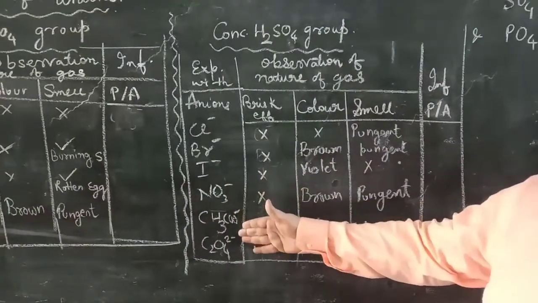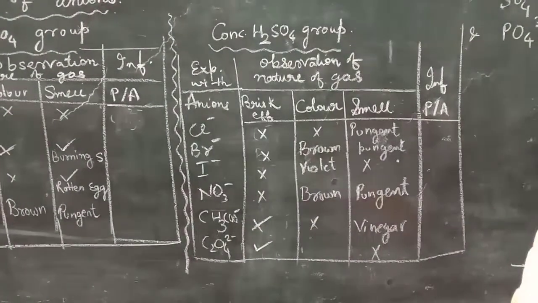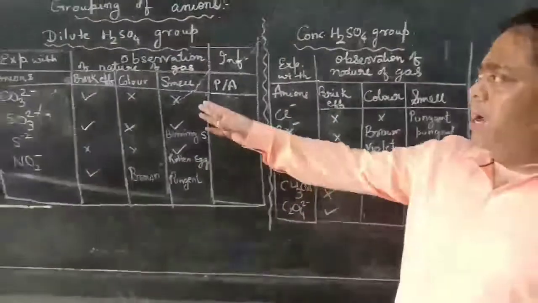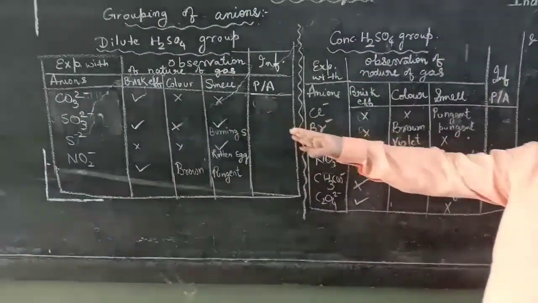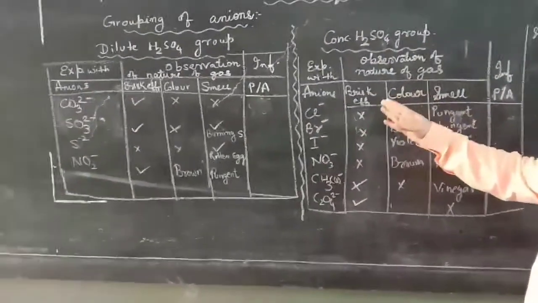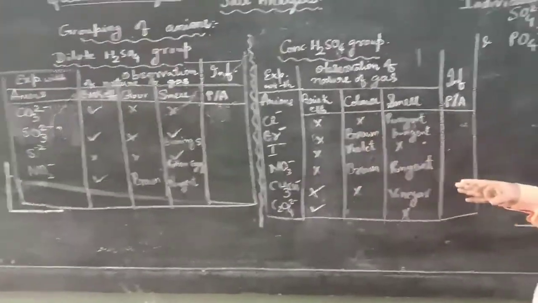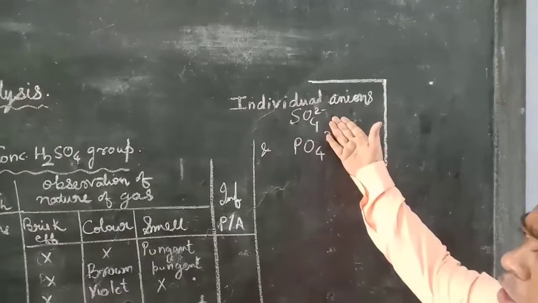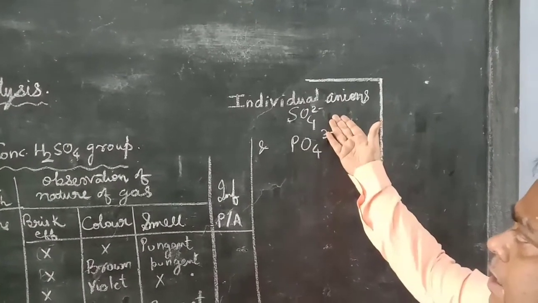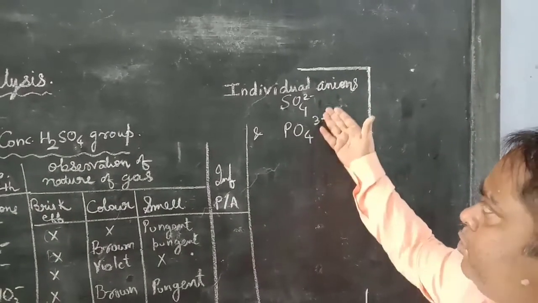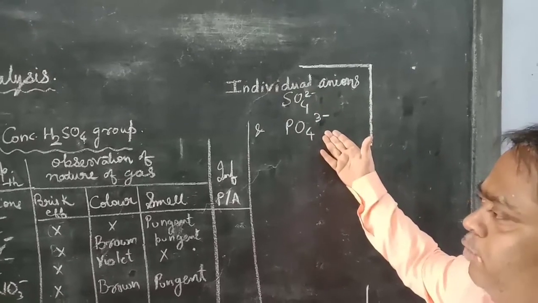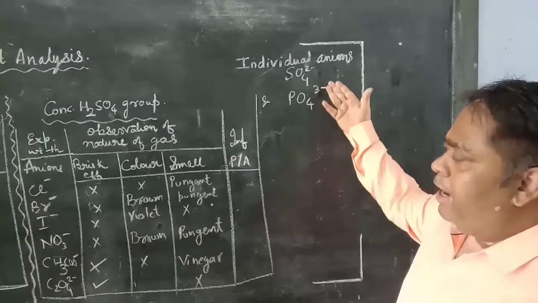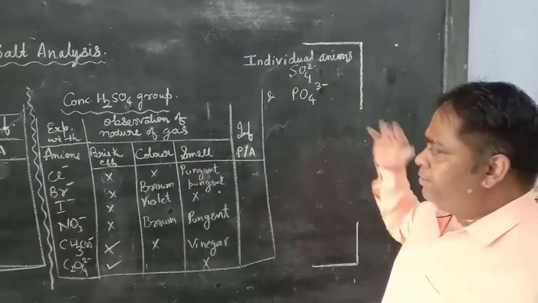nitrate, acetate and oxalate, and the anions which do not respond to either dilute H2SO4 or concentrated H2SO4, but need to be tested with some other reagents because sulfate is already present in H2SO4. So sulfate is one and phosphate is another. These are individual anions for which we use different reagents. For this we use barium chloride and for this we use ammonium molybdate.